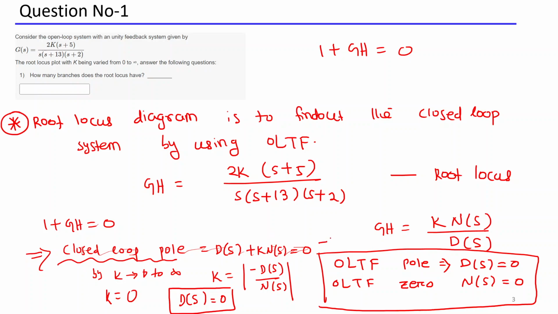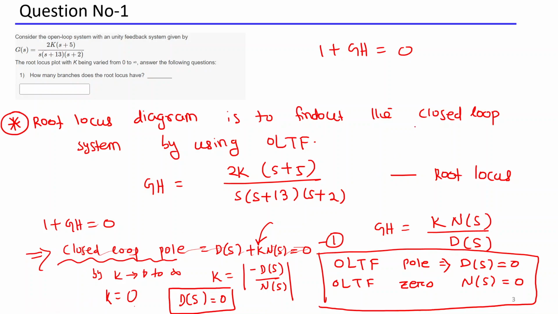Now here in this equation 1, I am varying k from 0. When I put k equal to 0, I get Ds equal to 0. So Ds equal to 0 is nothing but my closed loop poles, which is equal to my open loop transfer function pole. You can see here, on the right hand side, Ds equal to 0 means open loop transfer function pole. When you put k equal to 0 in this equation 1, you are getting Ds equal to 0. It means in this closed loop pole location, if you put k equal to 0, then you are getting an expression which is the same as your open loop transfer function pole.